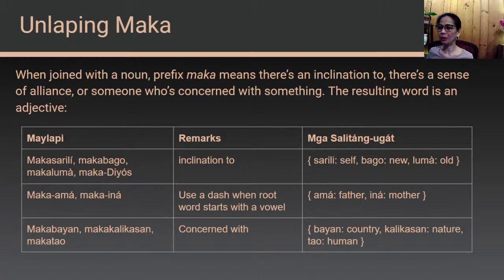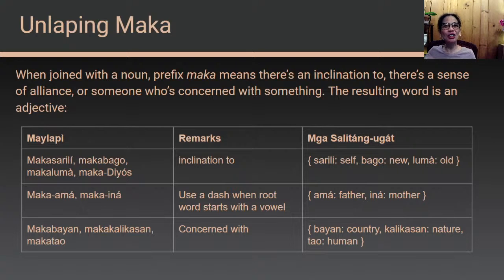Makaluma means old. Inclination towards the past. The best example is clothing, right? The way you dress up. Makaluma means classic. Do you wear classic clothes? Nagsusuot ka ba ng makalumang damit? Or ang mga damit mo ba ay makabago? Okay, trendy, makabago, hindi ba?